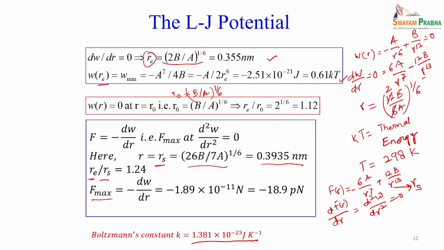This R naught one needs to calculate, and the ratio of Re upon R naught is coming to be 1.12. So, we have got two ratios: Re upon R naught is 1.12 and Rs upon Re is equal to 1.24. If you just see, this is just a factor of 1, not even a factor of 2. So, here is a very interesting observation.